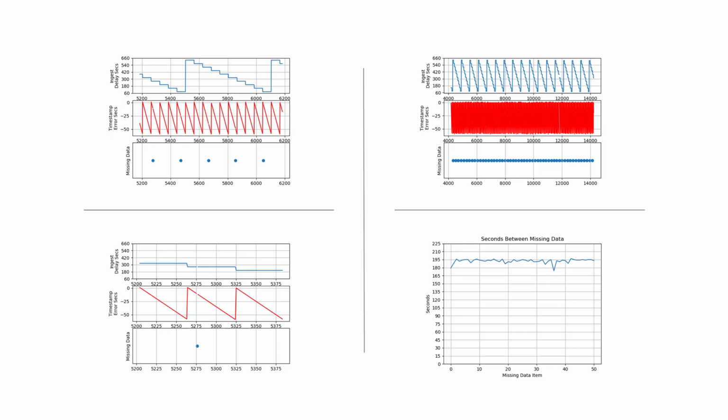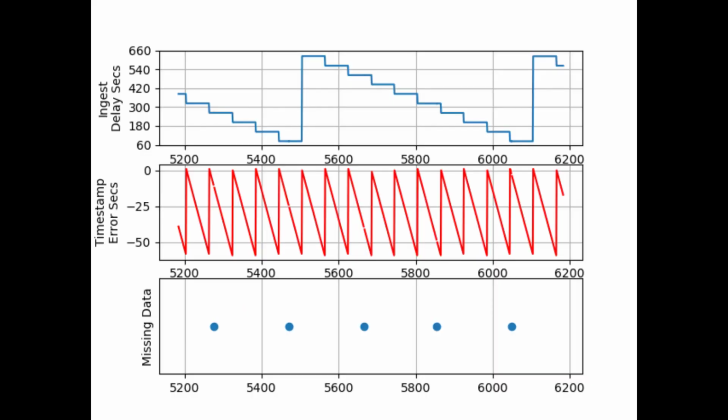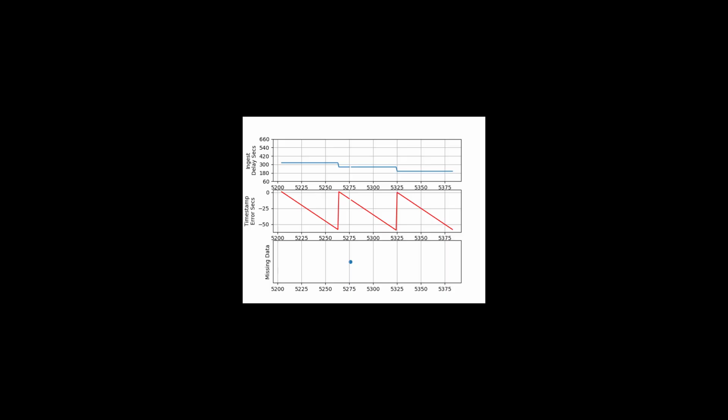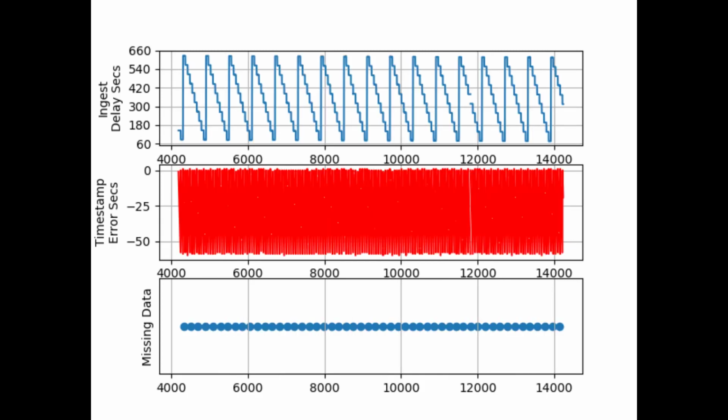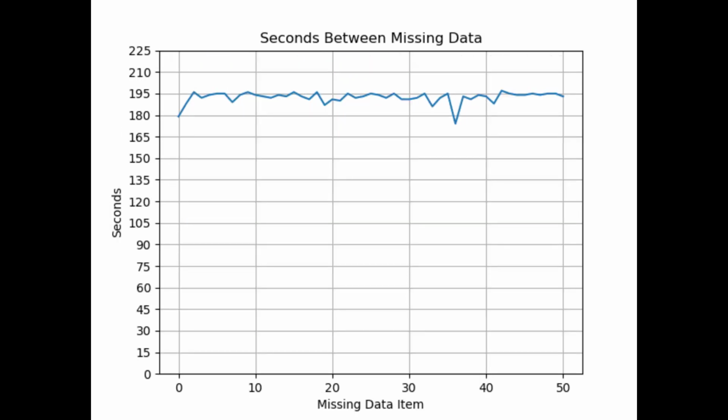Now let's talk about each one of these in turn. Plot 1 shows packets 1000 to 2000 and gives a good feel for the shape of the data. We can see a very uniform pattern with both the error and the ingest delay seconds. Plot 2 shows it a little bit closer, zoomed, packets 1020 to 1200. And then plot 3 shows the first 10,000 packets. It's limited to the first 10,000 packets because that's what we are able to get out of CloudWatch Logs Insights. And then the fourth one is the seconds between missing data.